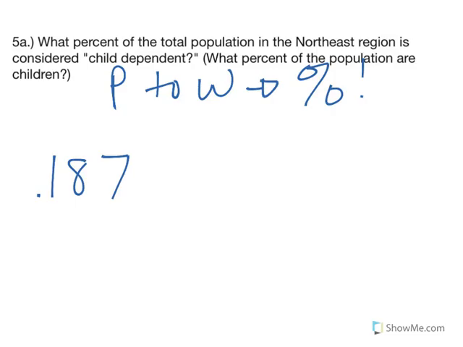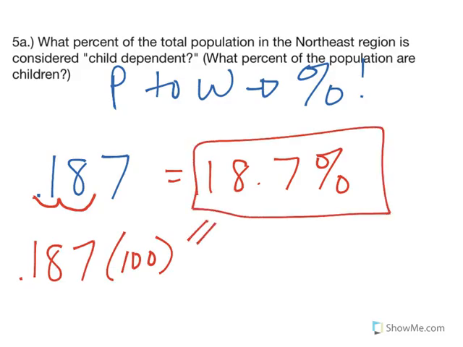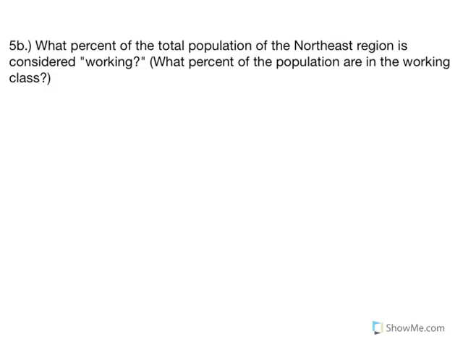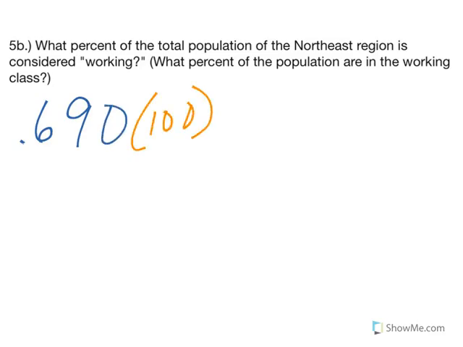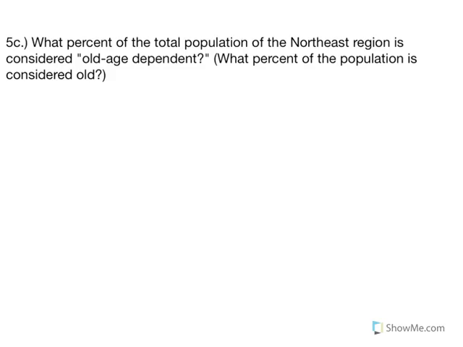Well, to change a decimal to a percent, move 2 places. Same as multiplying by 100. Remember, percents are out of 100. So if you have 0.187 and you multiply by 100, you get 18.7% of the population is children. For the working class, what percent of the population are in the working class? Well, we had a decimal of 0.690. So let's multiply that by 100, which moves the decimal 2 places, and I end up with 69%. What about what percent of the population is considered old? Well, we had 0.123. Let's multiply that by 100, and I have 12.3%.